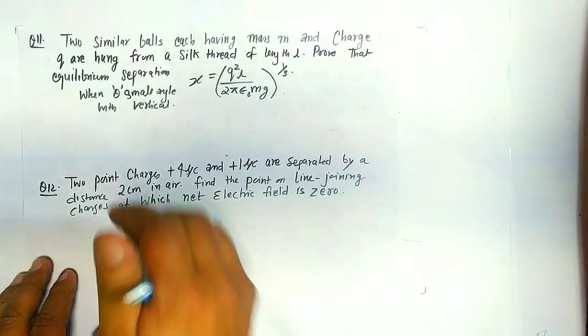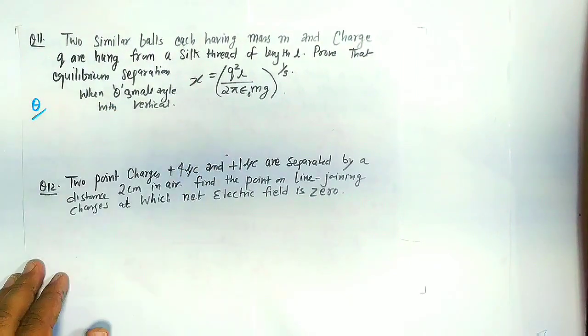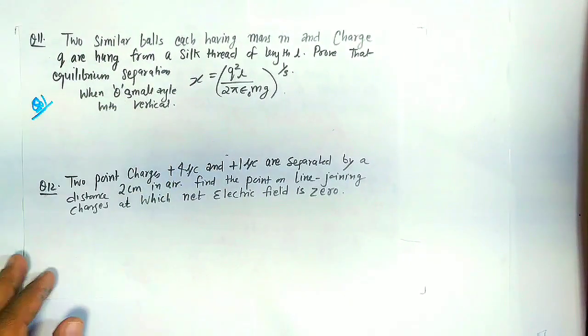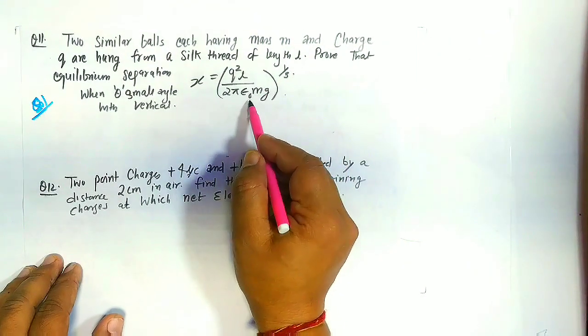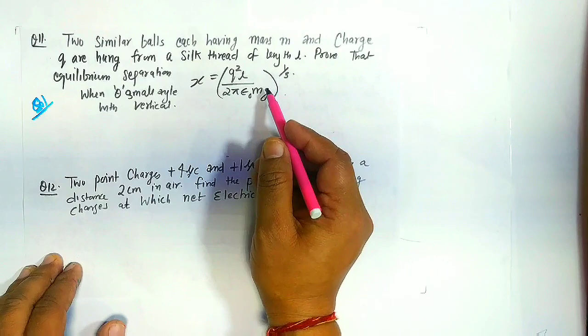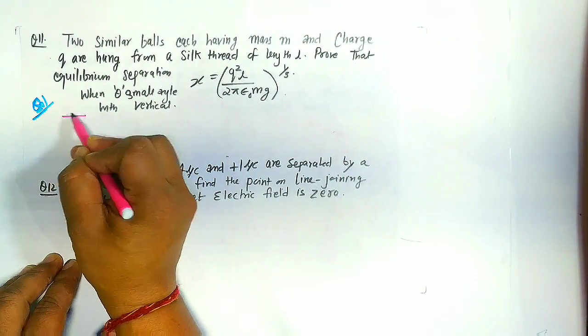So what is this? Two similar balls, each of mass m and charge q, are hung from a silk thread of length L. Prove that in equilibrium, with theta a small angle with the vertical, the separation is (q square L by 2 pi epsilon naught mg) to the power 1 by 3. Now I'm going to draw the diagram.